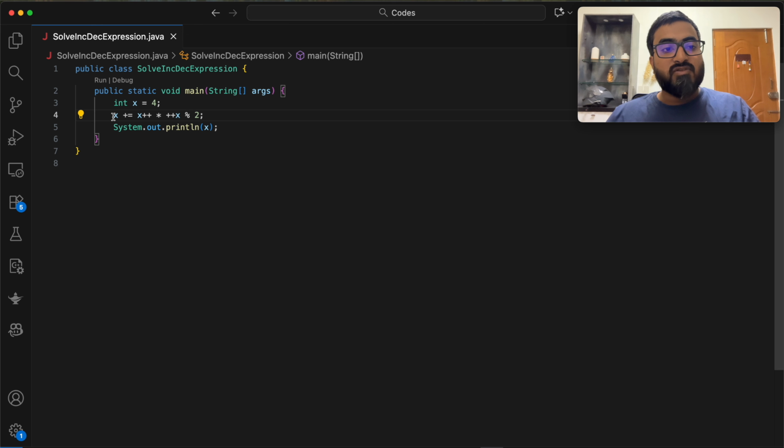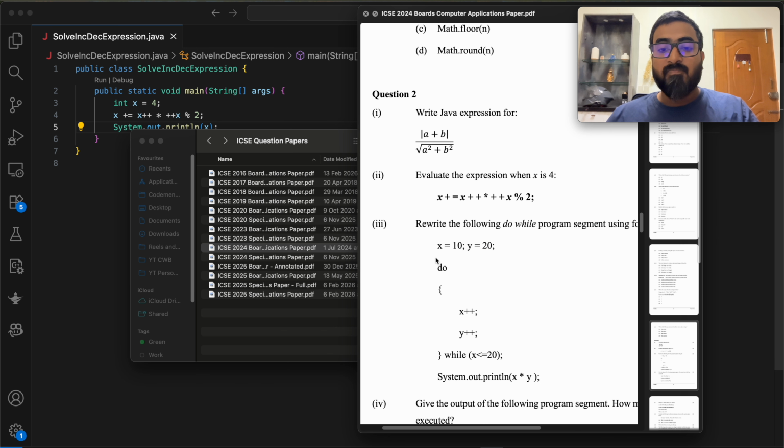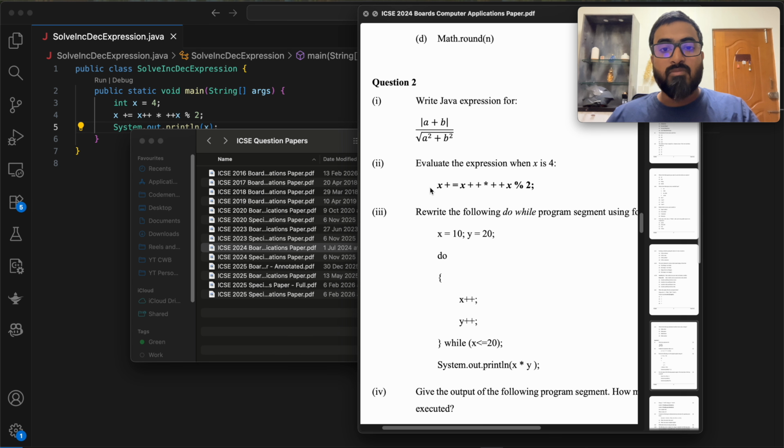In this video we solve questions like these, where you are given multiple increment and decrement operators in one single expression, and this is very common in the ICSE Class 10 computer applications boards exam.